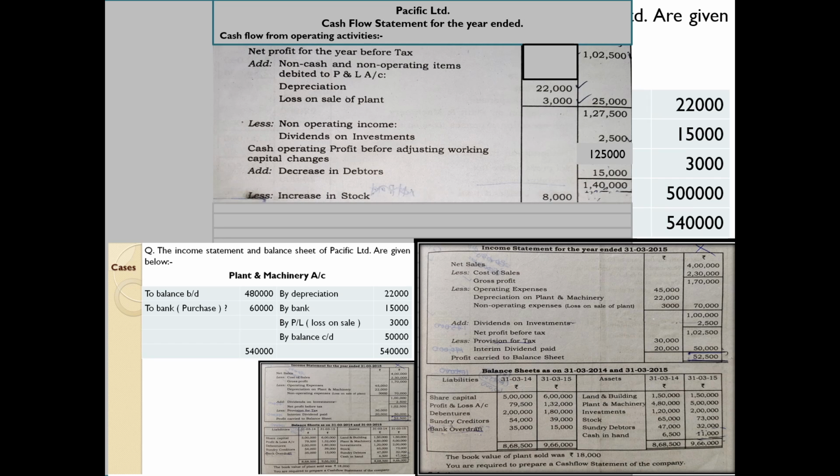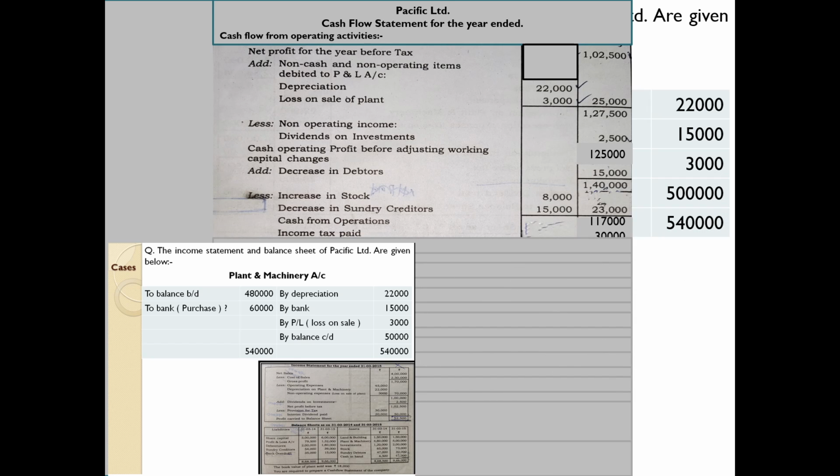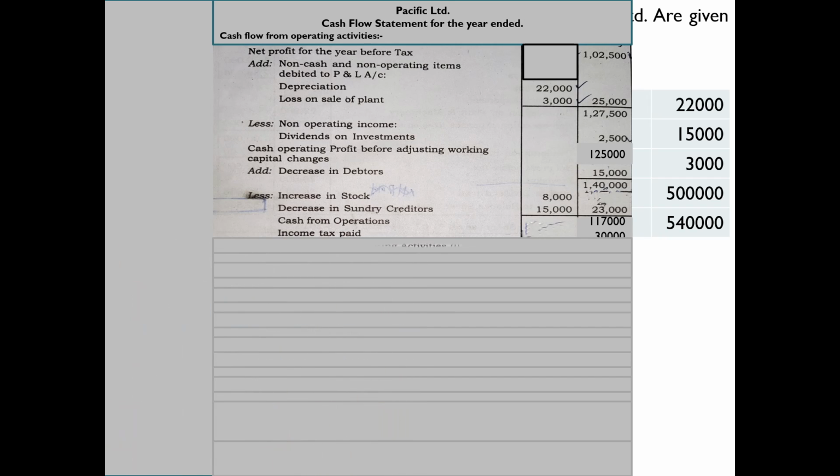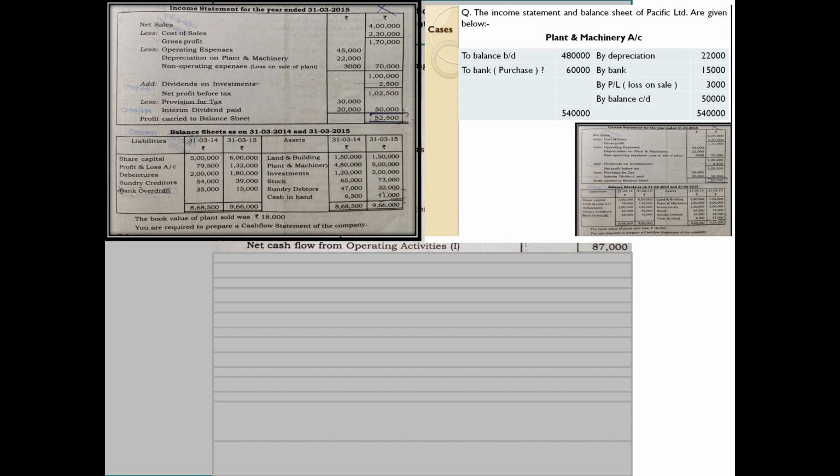From that, you need to deduct all those items: increase in current assets items and decrease in current liabilities items. Here there is an increase in stock 8,000, decrease in creditors 15,000, and finally you got cash from operations 1,17,000. From that, you need to deduct income tax paid. Then you will get net cash flow from operating activity.